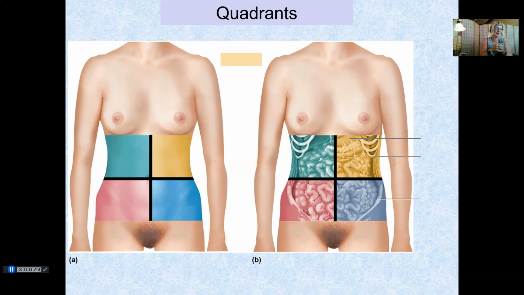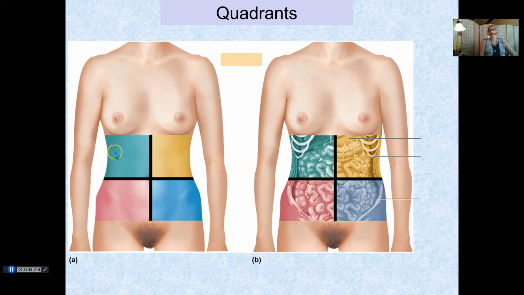You don't want to be putting the stethoscope in the wrong spot listening to bowel sounds. Okay, so. Right upper quadrant is the patient's right side right here. Left upper quadrant is the patient's left side. Right lower quadrant is seen here in pink. Left lower quadrant is seen here on the patient's left, you looking at it from the right side.